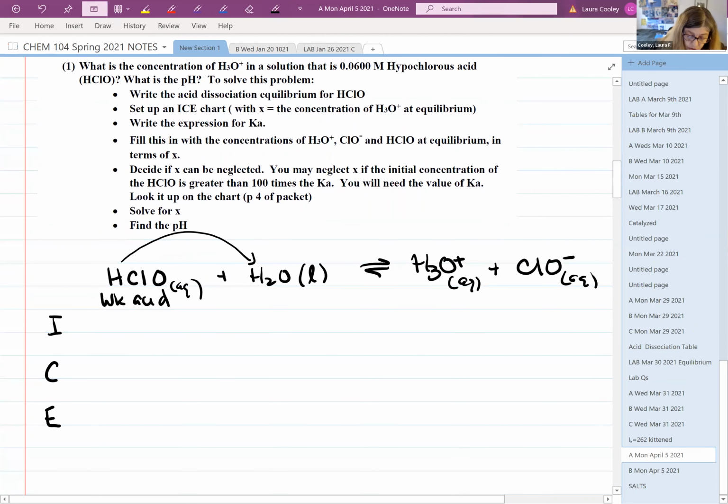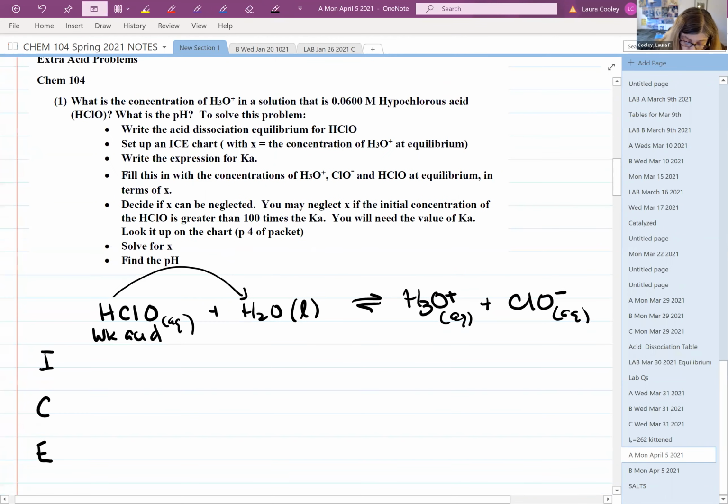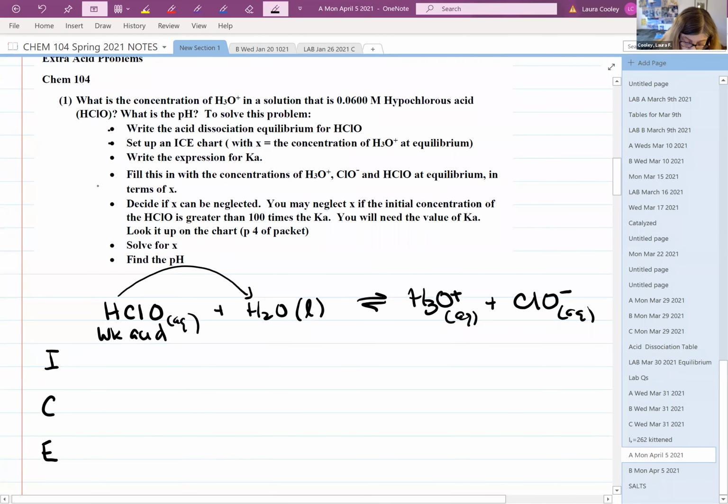Okay, the initial concentration is given. This actually gives you a whole set of bullet points on how you would solve this problem. Write the acid dissociation equilibrium. We did that. Set up an ice chart. Okay, we're doing that now. And it's 0.0600 molar. We don't worry about the liquid. It's not involved in the equilibrium.